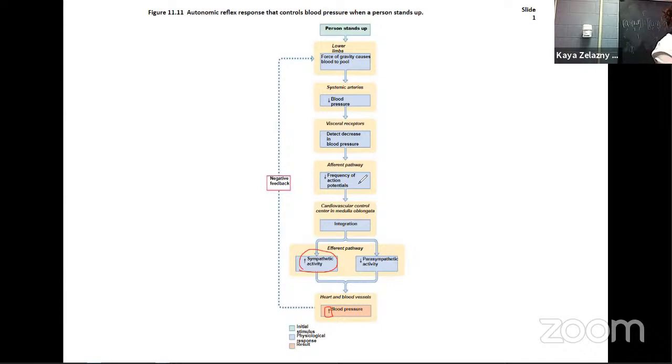So if the blood pressure drops, then action potentials are slowing down. Okay, so I guess I don't understand how the pressure in the blood vessels... It's something about how the receptor works. That's just how the receptor functions.